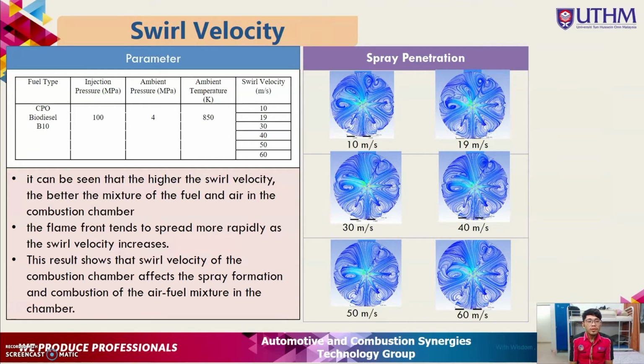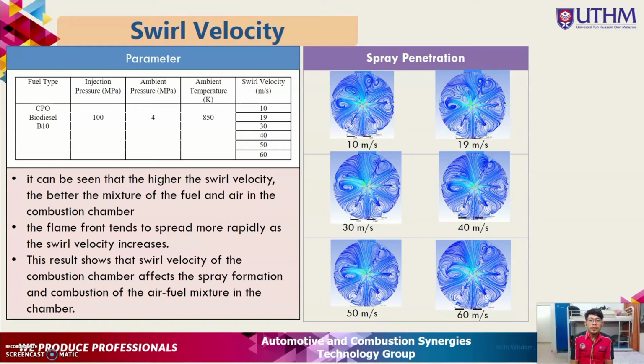Next is swirl velocity. For the parameters, the injection pressure, ambient pressure and ambient temperature are fixed at 100 MPa, 4 MPa and 850 Kelvin. The changed parameter is the swirl velocity at 10 m/s, 19, 30, 40, 50 and 60 m/s. It can be seen that the higher the swirl velocity, the better the mixture of the fuel and the air in the combustion chamber.